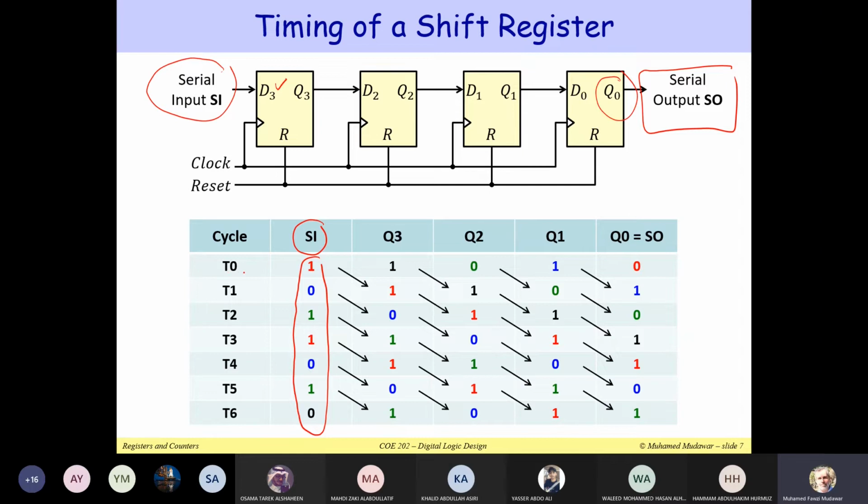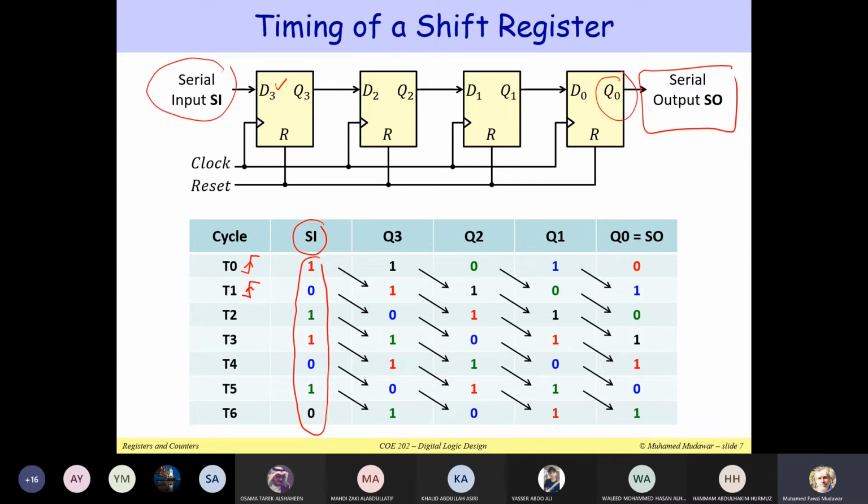So we start here at T0. Notice that this is the rising edge of the clock, and this is the rising edge of the next clock. When you think about these cycles, think about the rising edge of the clock, because all of these changes will happen at the rising edge of the clock. So all of these flip-flops are synchronized.